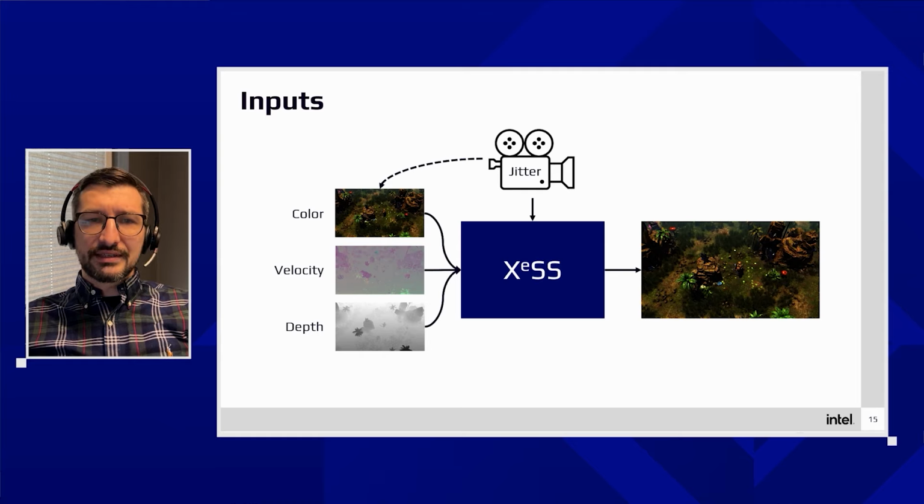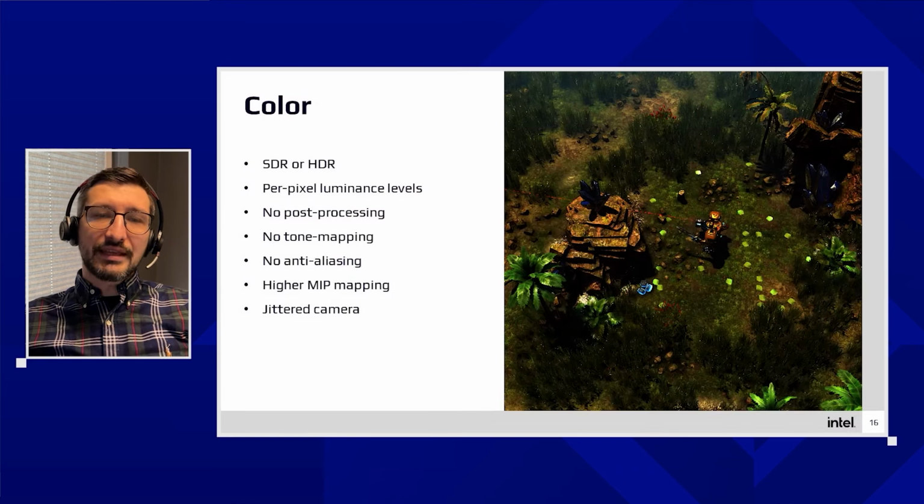You might notice that all the inputs are just like TAA inputs, and you are correct. That is why if you already have a TAA implemented, you are in a very good position to integrate XeSS into your engine. Now let's take a closer look at XeSS inputs. The first input resource is the color buffer. It needs to be low resolution, either LDR or HDR.